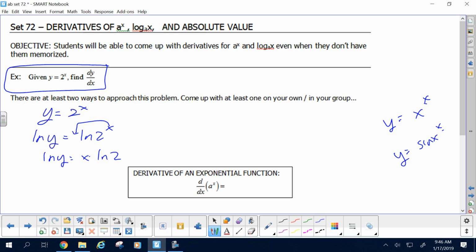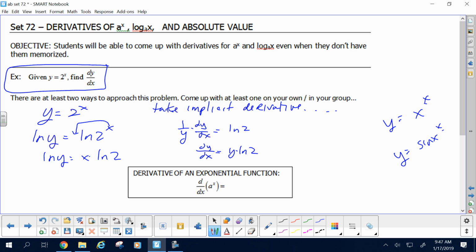Now, you have two choices. We want the derivative. So I could take the derivative now implicitly and solve. We know implicit differentiation. y doesn't have to be solved for. So now if I take the derivative, what's the derivative of the left side with respect to x? 1 over y, and what's the derivative of the inside? dy/dx, that's what we're looking for. What's the derivative of the right-hand side? Is log of 2 a function or a constant? It's a constant, so it just comes out front, and what's the derivative of x? 1. So dy/dx is y log of 2.